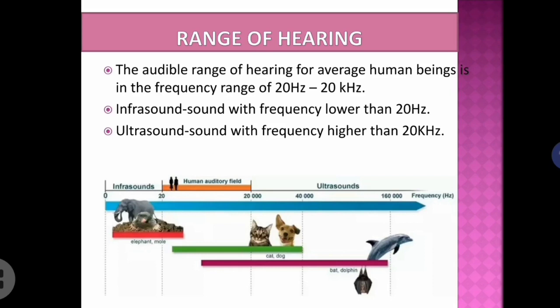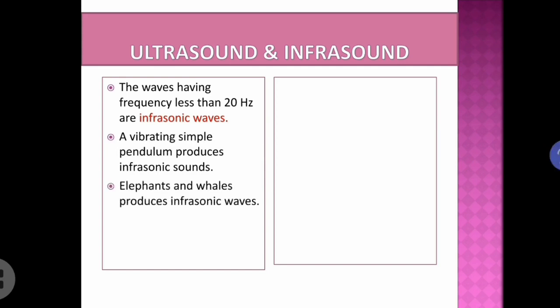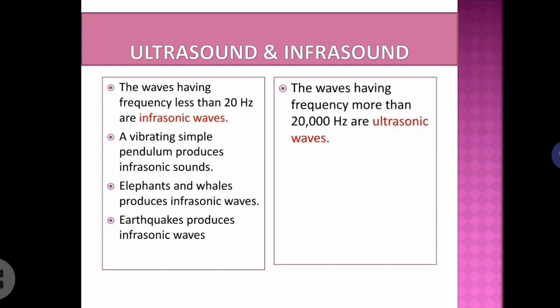Okay. So, let us have a comparison of ultrasound and infrasound. As we know, the waves having frequency less than 20 hertz are infrasonic waves. A vibrating simple pendulum produces infrasonic sounds. Elephants and whales can produce infrasonic waves. Earthquakes also produce infrasonic waves. The waves having frequency more than 20,000 hertz are called ultrasonic waves. Bats and rats are able to produce such ultrasonic sounds.